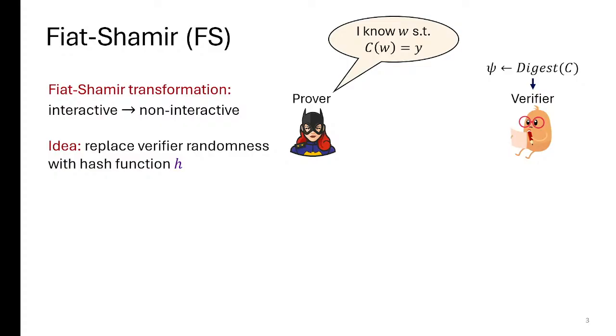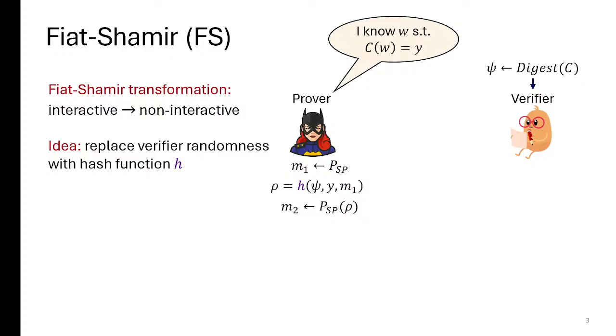So what functions are hard to predict? Intuitively, a hash function is very hard to predict. So we're replacing the verifier's message by a hash function in the following way. The prover chooses M1. Then we hash all of the things that the verifier would see up to now, up to the first message, which is the digest, y, which is the output of the circuit, and M1. We derive the randomness this way.